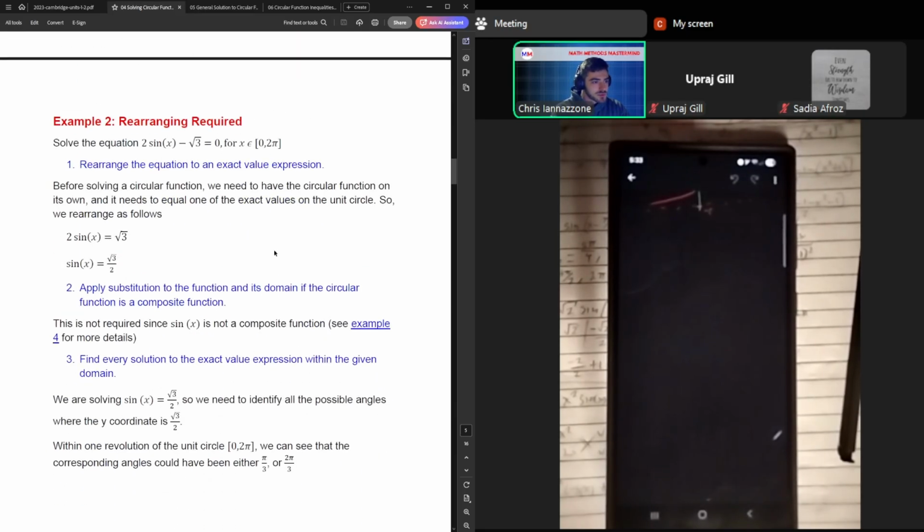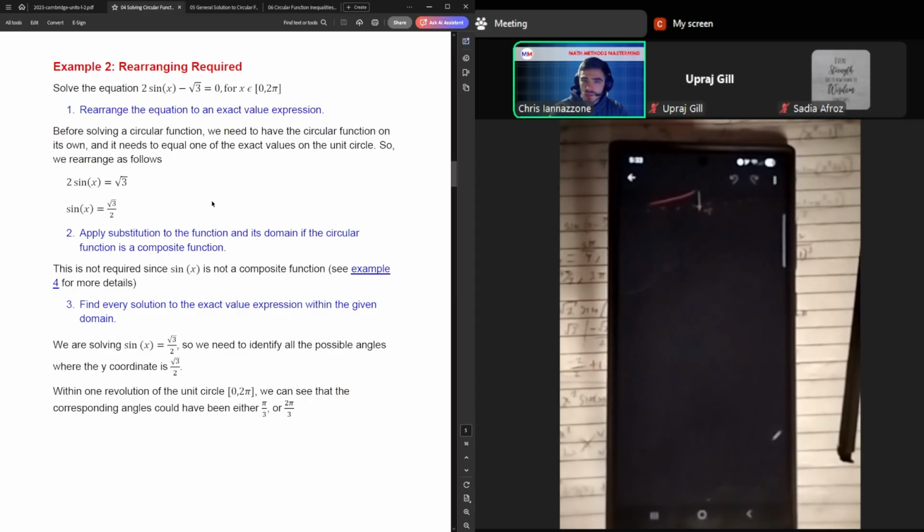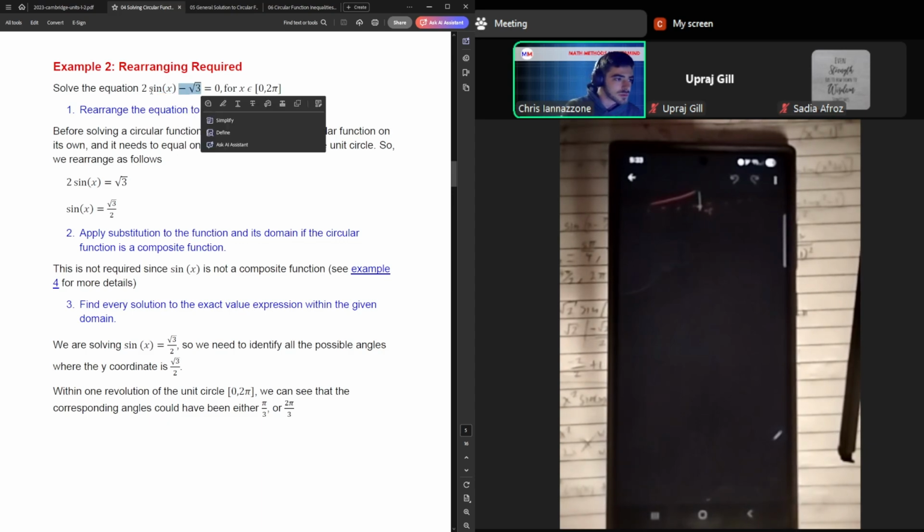That's fundamentally all we ever do. The remaining examples are just going to be slightly more complicated versions of that. Like, for example, if you have to rearrange, you have this kind of equation here. And while technically 0 is an exact value on the unit circle, there are those coordinates 1, 0, 0, 1, all of those, the fact of the matter is we don't have the circular function on its own. We need both of these things to be true, which is why we would add root 3 and divide by 2, thus getting what we're looking for.